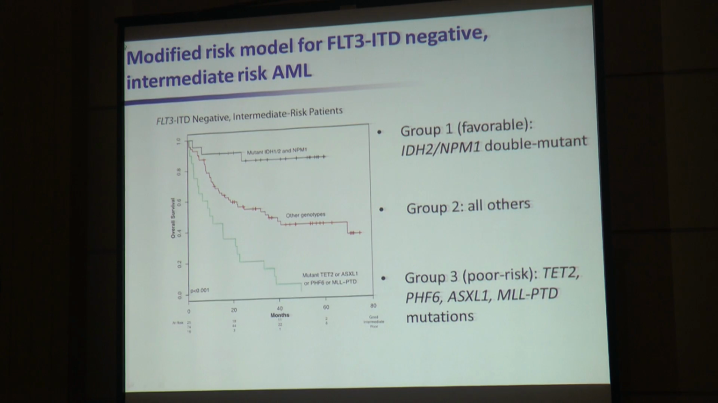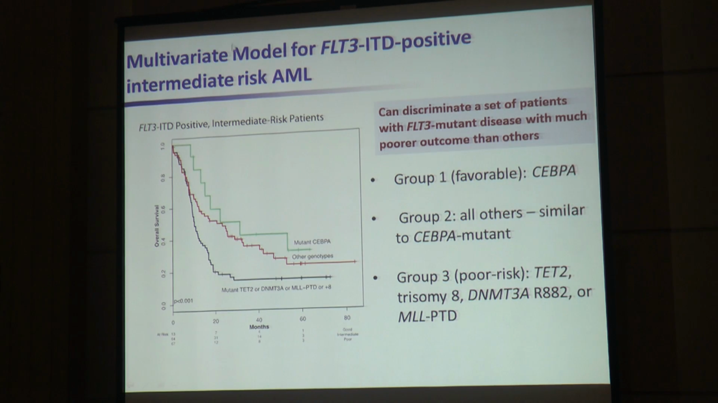So if we look at this cohort then, those with intermediate risk AML that are FLT3 wild type, they actually are very heterogeneous, and there are those that have outcome all the way up here, which are double mutant for NPM1 and IDH, and in contrast, those that have much worse outcome down here that have mutations in one of the four genes listed here. So even within patients that are intermediate risk, cytogenetically normal without the FLT3, we can find a wide heterogeneity in outcome based on further molecular analysis.